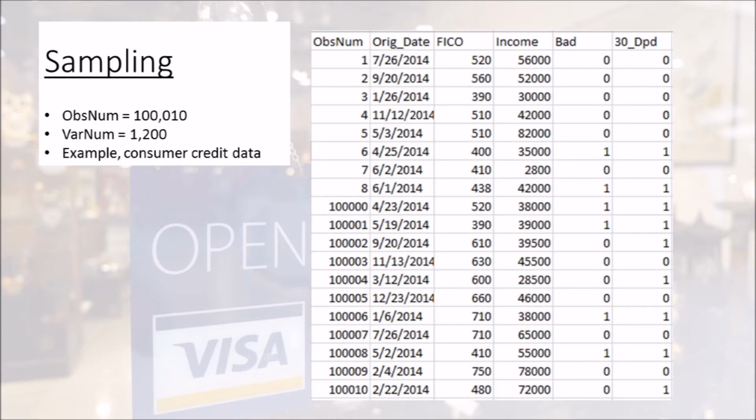So for example, we have the origination date, we have FICO, we have income, we have BAD, and we have 30 DPD. The sampling approach gives me a chance to look at the data, figure out what's going on, and logically come up with what should be in each value. So after you run those mins, the max, the mean, you plot out the distributions, you look at the plots, you can actually compare this as well, but not in this example.